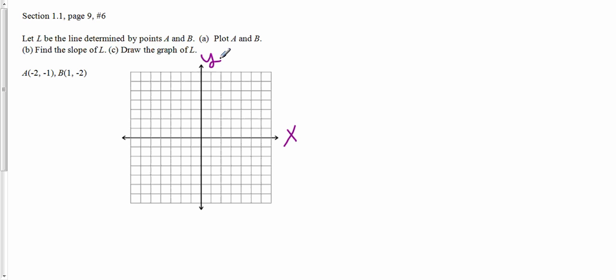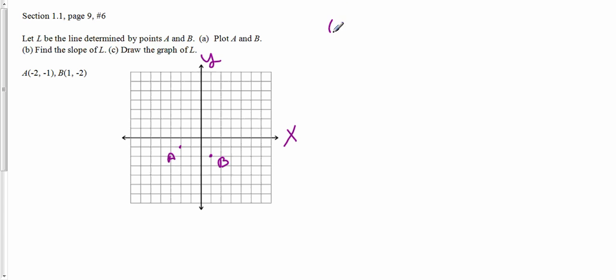So we're going to start by plotting A. We're going to go over 2 and down 1, and that's going to give us A. And then we're going to go over 1 because the x value for B is positive, and down 2, and that's going to give me point B. So that's part A, plotting the points.